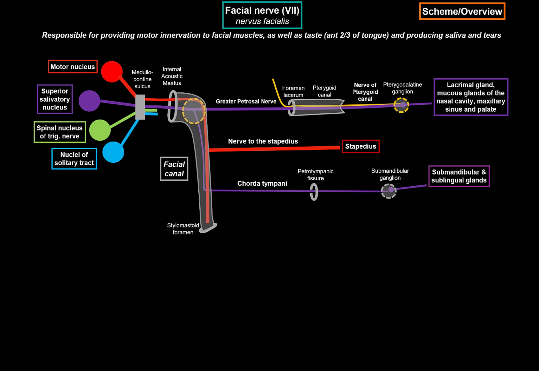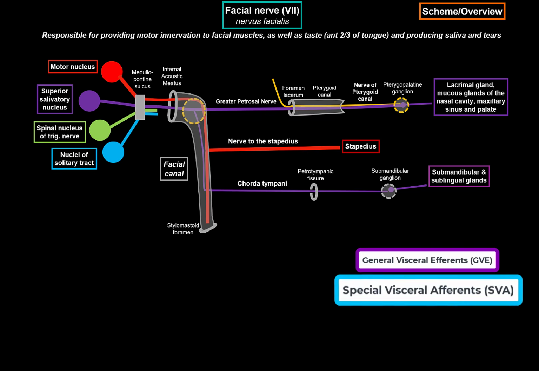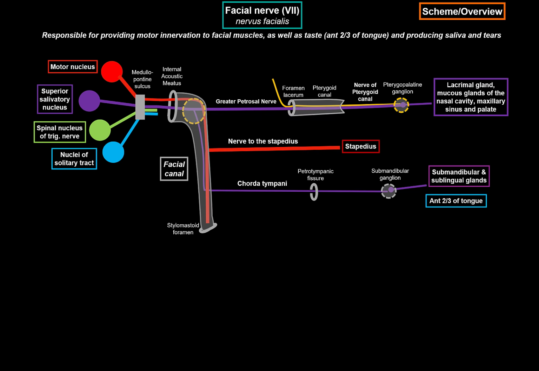Chorda tympani consists of two fibers: general visceral efferent fibers, here in purple, which come from the superior salivatory nucleus. The other component are special visceral afferent fibers coming from the taste receptors of the anterior 2/3 of the tongue, which travel to synapse with the sensory nuclei in the geniculate ganglion, which then sends fibers towards the nucleus of the solitary tract.